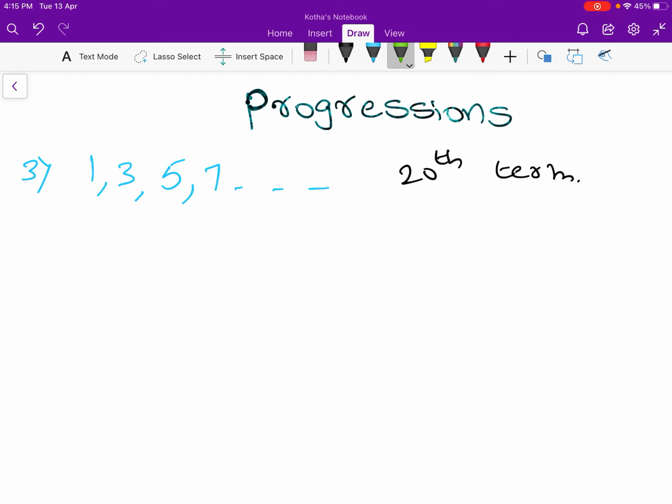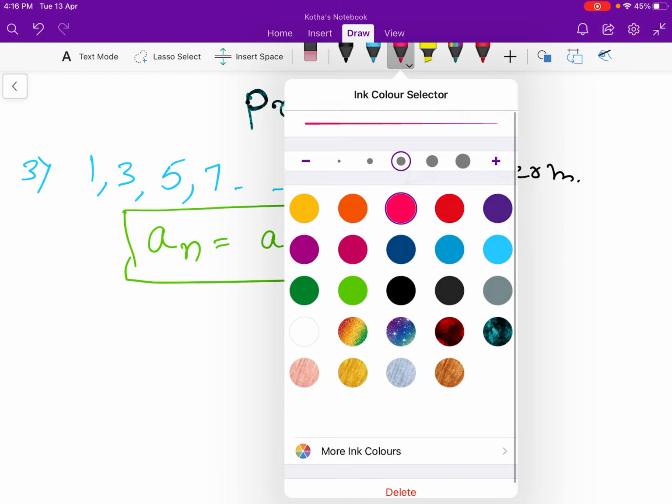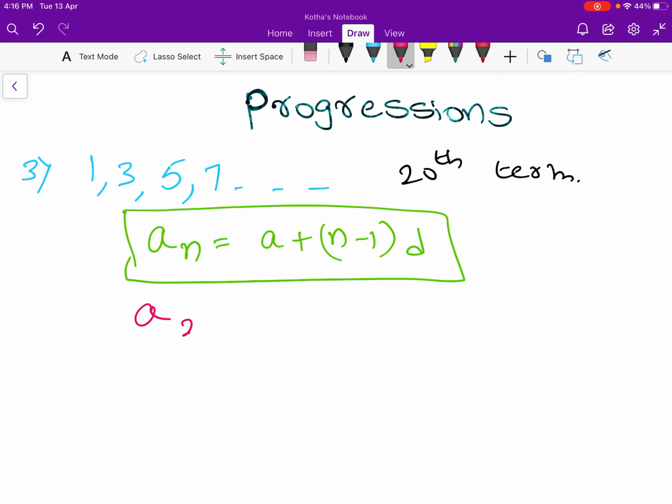So for that we need to know the formula, that is the nth term formula. An equals a plus n minus 1 into d. This is the formula for the nth term or general term. An equals a plus n minus 1 into d. So now which term are they asking? That is the 20th term. So A20 equals, now next we have a is nothing but the first term, that is 1, plus n is nothing but which term they are asking, 20th term. So 20 minus 1 into common difference, which is nothing but second term minus first term.